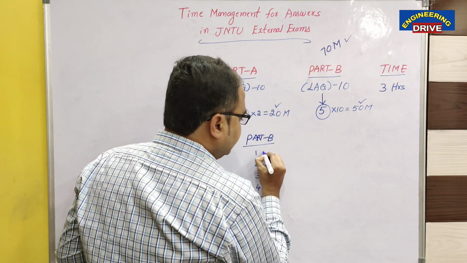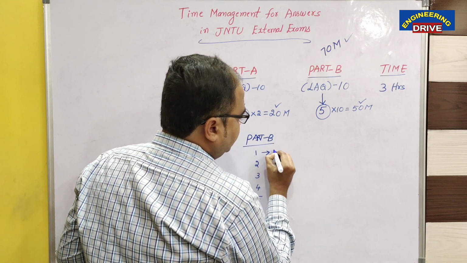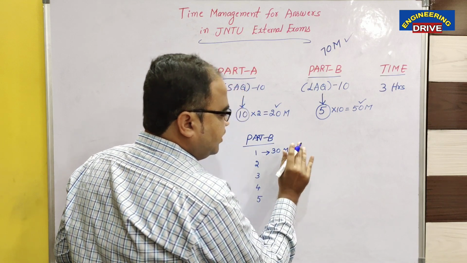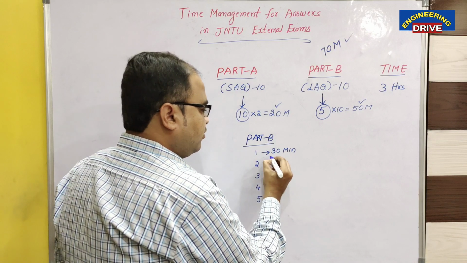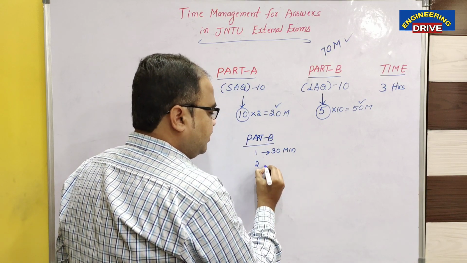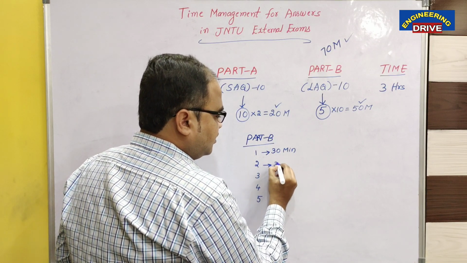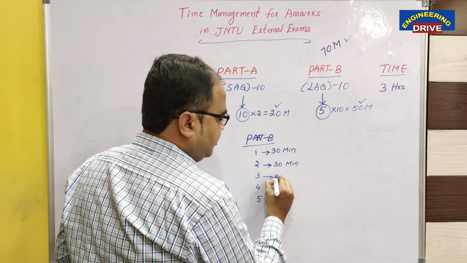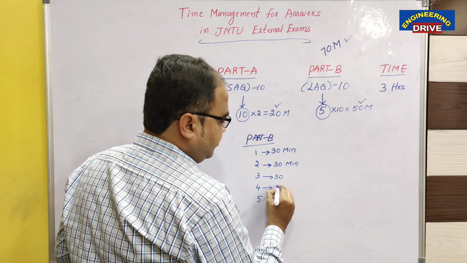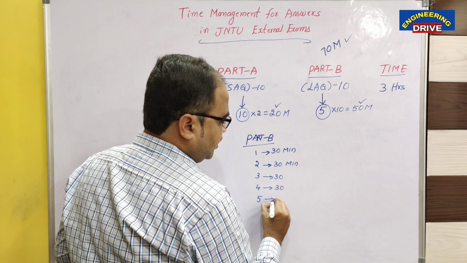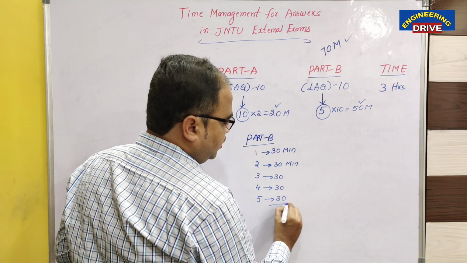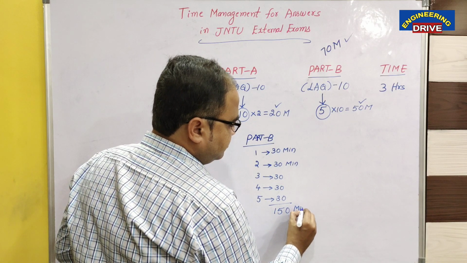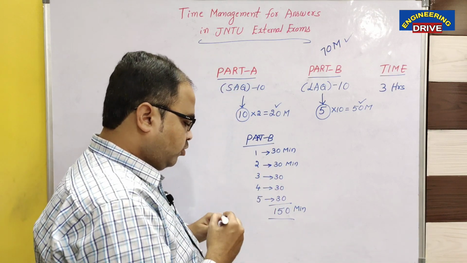For each answer, maximum you need to allot 30 minutes. How many minutes? 30 minutes of time you need to allot. So for the first answer, 30 minutes. For the second answer, 30 minutes. For the third also, 30 minutes. Fourth also, 30 minutes. Fifth also, 30 minutes. So totally 150 minutes.